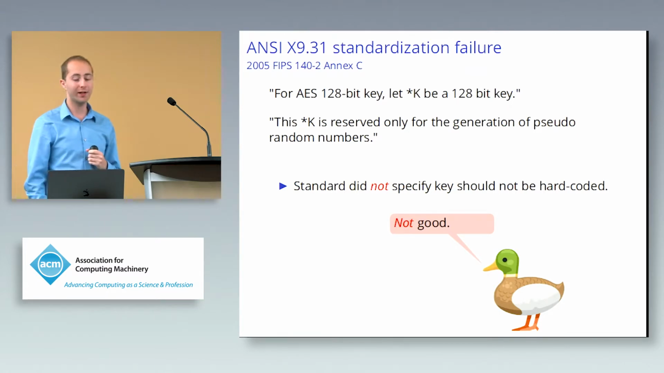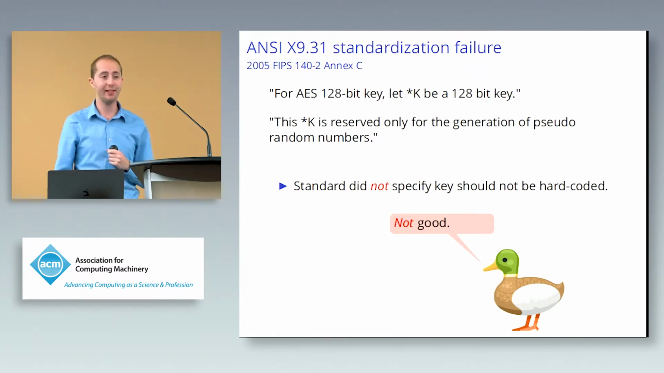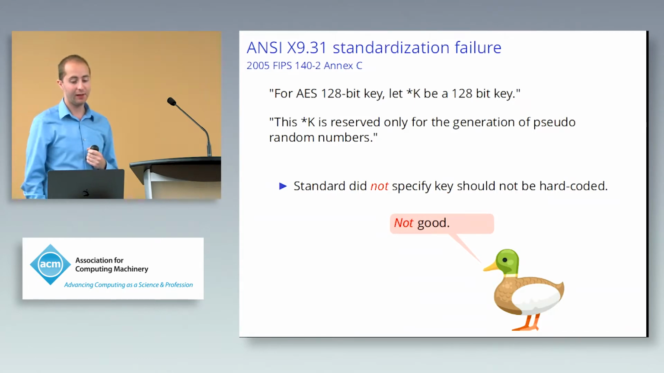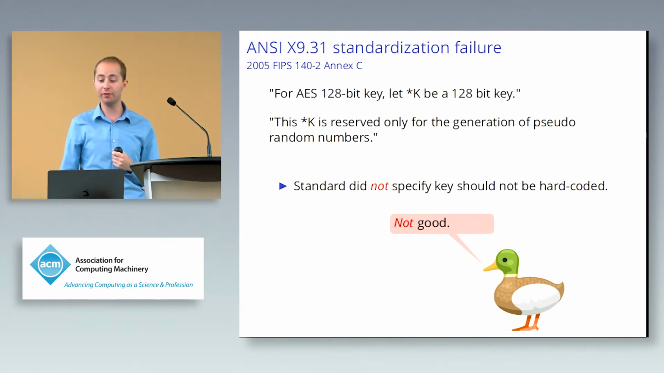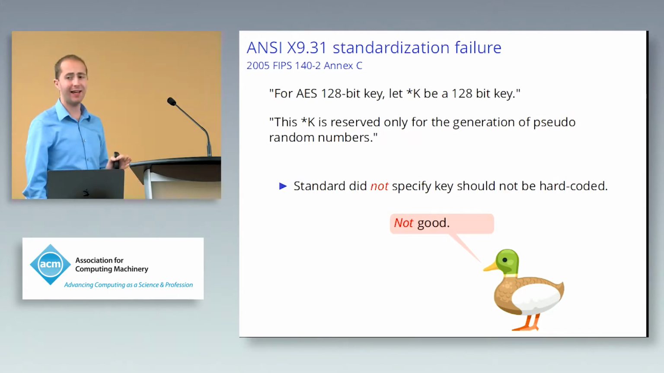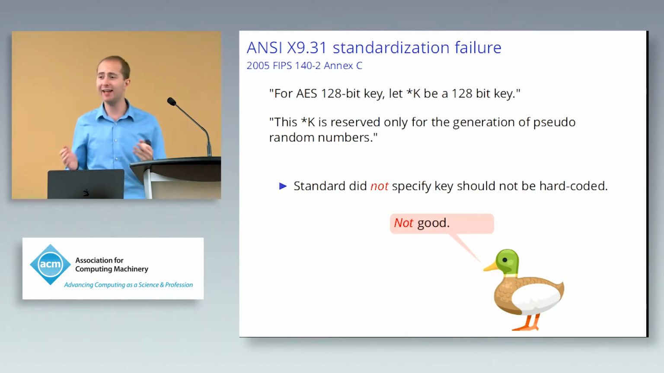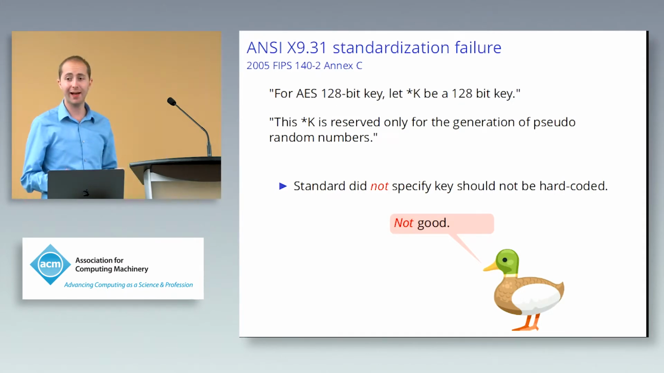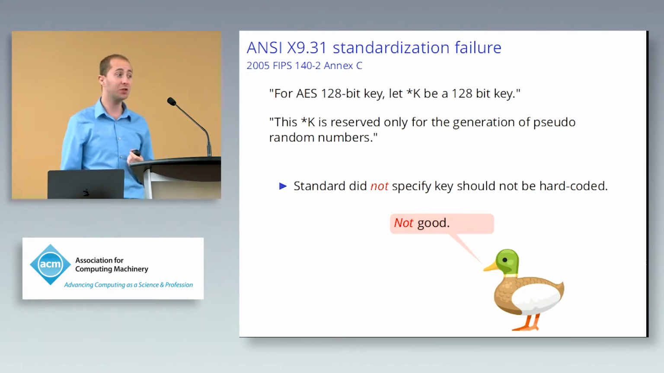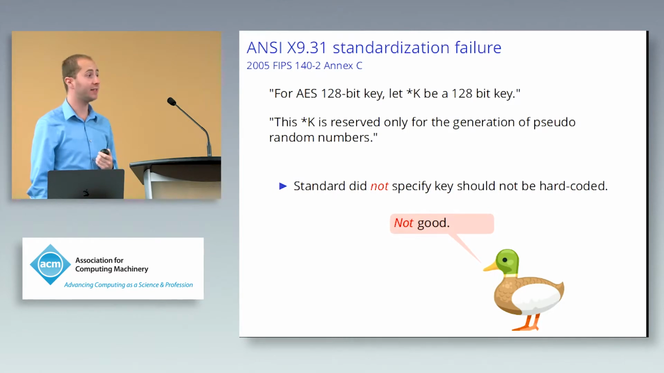For AES 128-bit key, let K star be a 128-bit key. Not much there. This K star is reserved only for the generation of pseudo-random numbers. The important thing that the standard misses is any description of how this key should be generated and stored. In fact, if this is done incorrectly, it leads to the attack that Kelsey et al. described. It also did not specify that this key should definitely not be hard-coded.